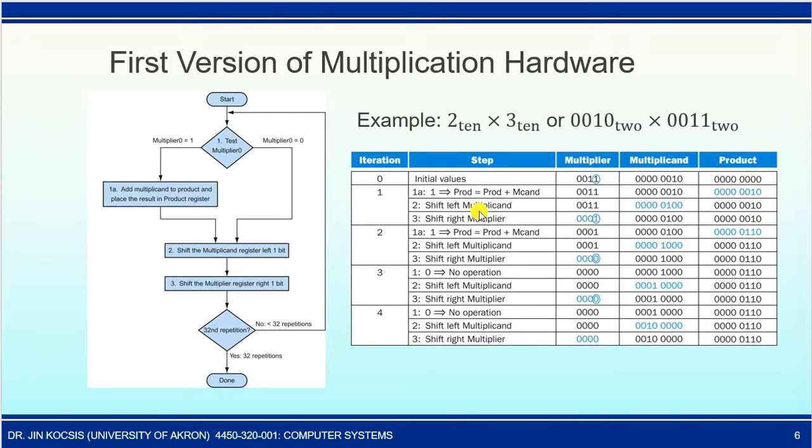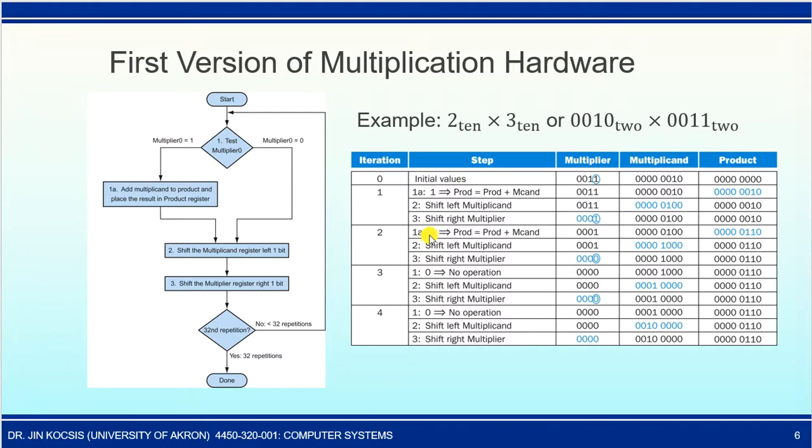One is shift the multiplicand register to the left by 1 bit, shift the multiplier register to the right by 1 bit. You can see multiplicand to the left by 1 bit, right? So you can compare these two. Basically, I shift this one to the left by 1 bit, will show here. And the second is a multiplier to the right by 1 bit, right? You shift this one to the right by 1 bit. Basically, you lose this least significant bit, which is shown here. Okay, now the first step finished.